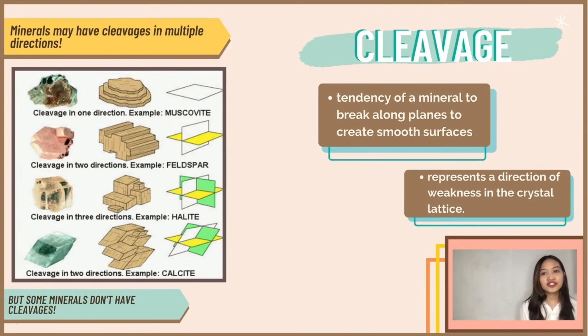The next factor is cleavage. It is the tendency of a mineral to break along certain planes to make smooth surfaces. It represents a direction of weakness in the crystal lattice. Minerals may have cleavage in multiple directions. It may be 1, 2, 3 directions, and so on. However, do note down that some minerals do not have a cleavage. Quartz again is a good example.